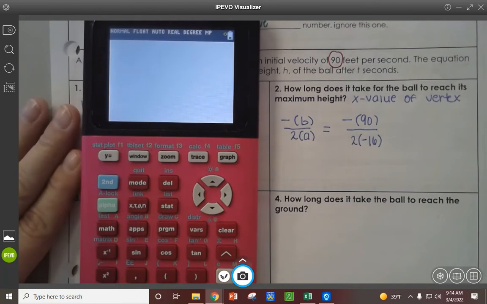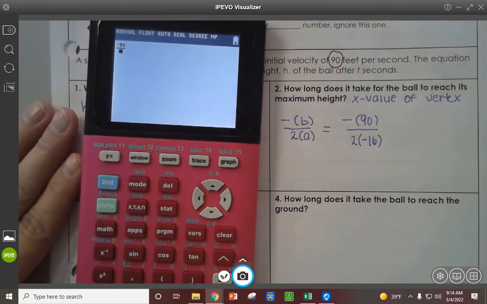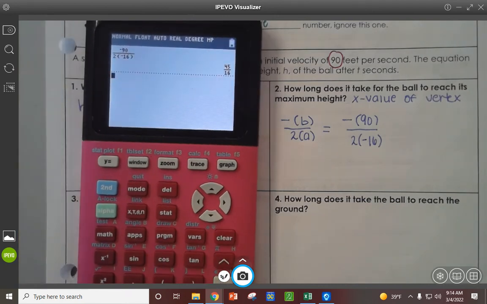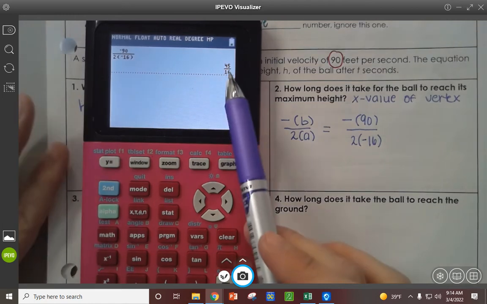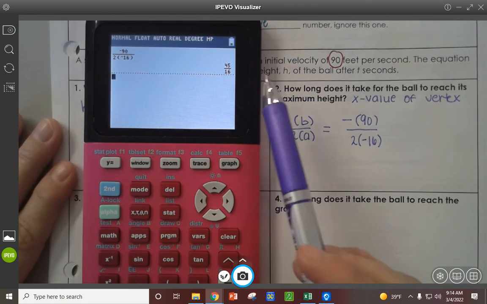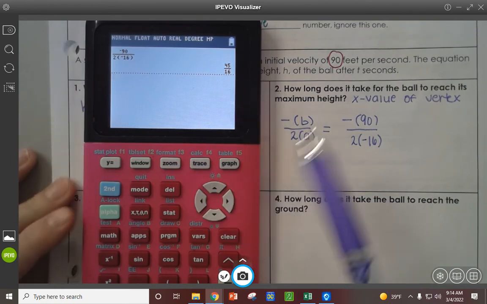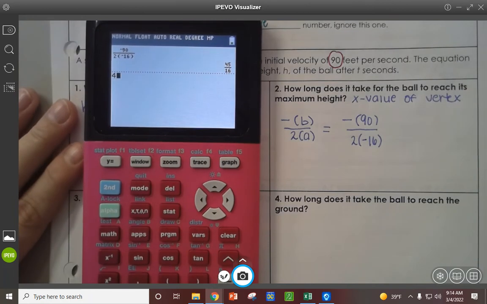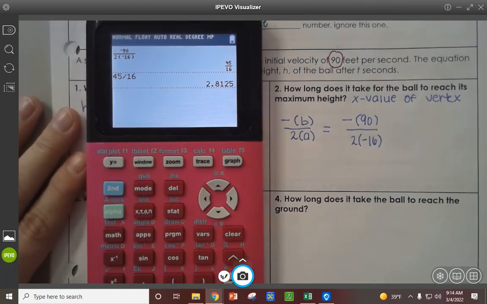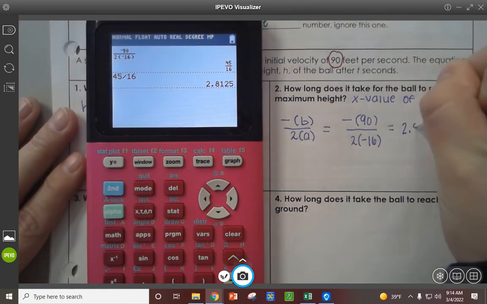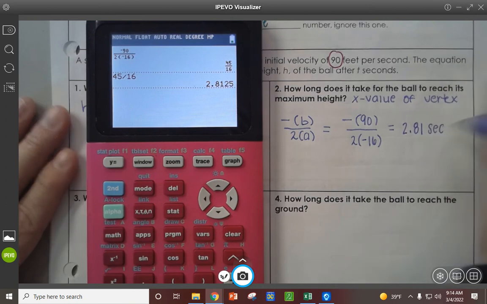So that gets my fraction. And we really don't want to leave a fraction as our answer on this, because if I say it was 45 over 16 seconds, that doesn't make a lot of sense. So to convert it, the easiest way is just to type 45 divided by 16, and you'll get 2.81 seconds.